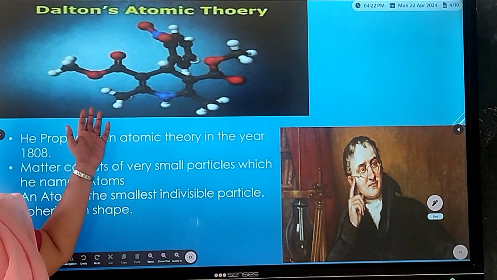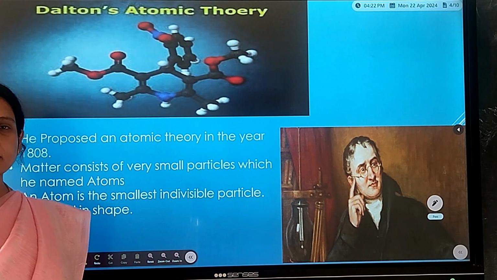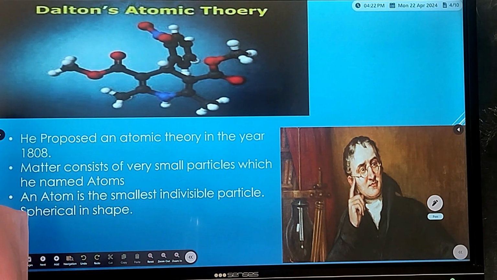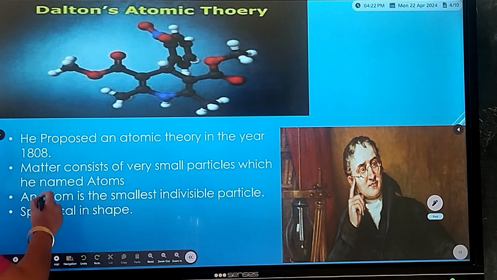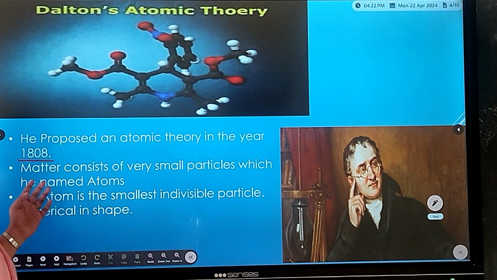Now, coming to Dalton's atomic theory. He is a scientist named Dalton, and he gave some postulates to show us the structure of the atom. He proposed an atomic theory in the year 1808.